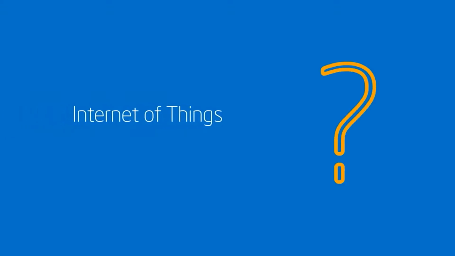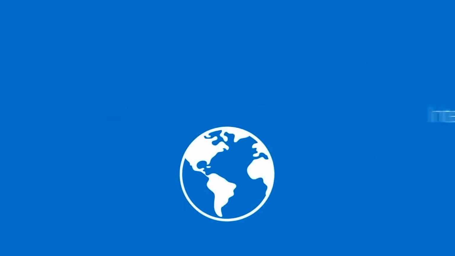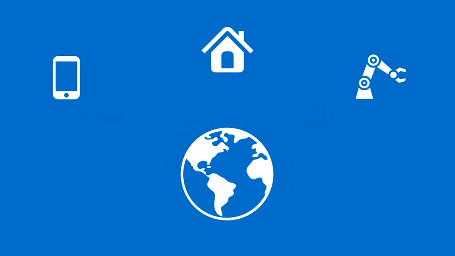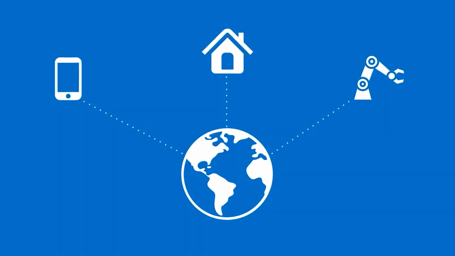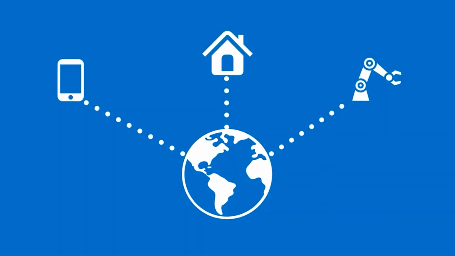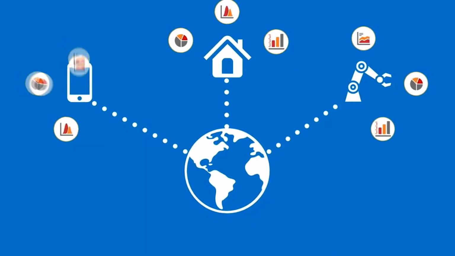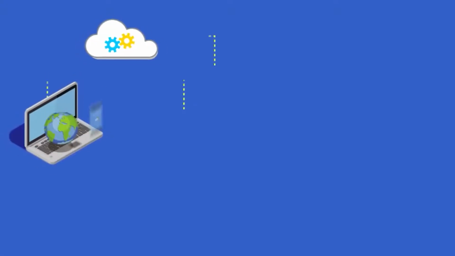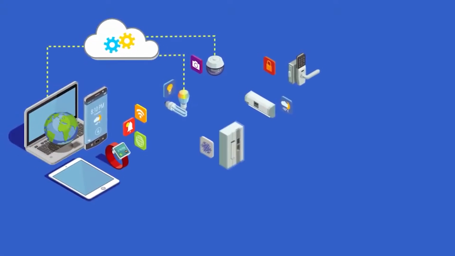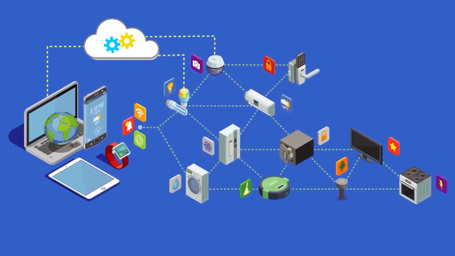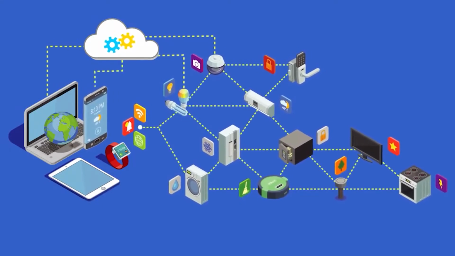Internet of Things. The Internet of Things, or IoT, is a system of interrelated computing devices, mechanical and digital machines, objects, animals, or people that are provided with unique identifiers (UIDs) and the ability to transfer data over a network without requiring human-to-human or human-to-computer interaction.